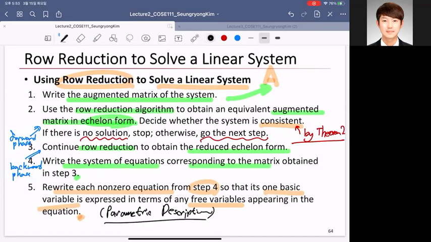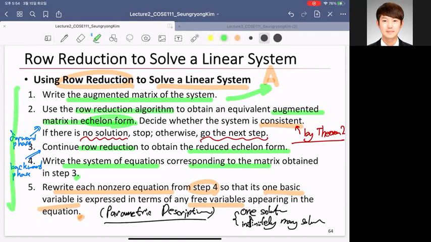Right. So in this case, if there is exactly one solution, we can just write the values. For example, x1 is equal to 2, x2 is equal to 3, something like this. But if there are infinitely many solutions, you have to represent your solution in a parametric description form. Okay, so this is your new strategy to solve an arbitrary linear system. Okay, that's it.